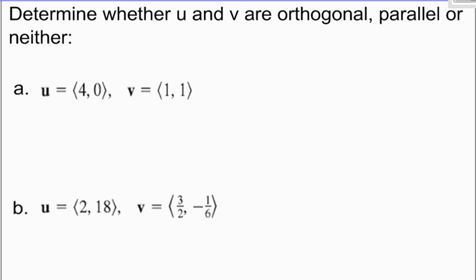So let's determine whether these vectors right here are orthogonal, parallel, or neither. First off, to check if they're orthogonal, I want to find their dot product. If I do 4 times 1, I get 4. 0 times 1 is 0. 4 plus 0 is 4. They're not orthogonal. Now, if I multiply 4 by a scalar to get 1, I'd have to multiply it by a fourth and I'd get 1. If I multiply 0 by a fourth, I don't get 1, so they're not parallel. So these two vectors are neither.